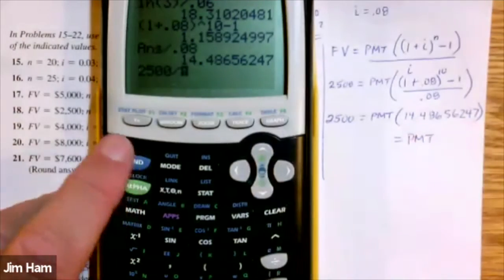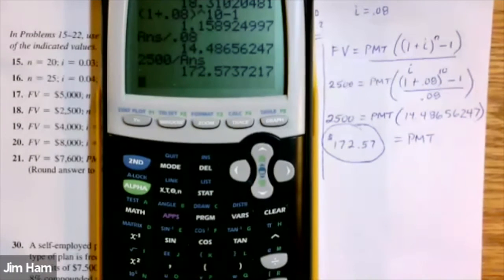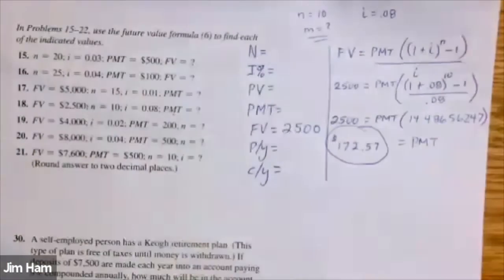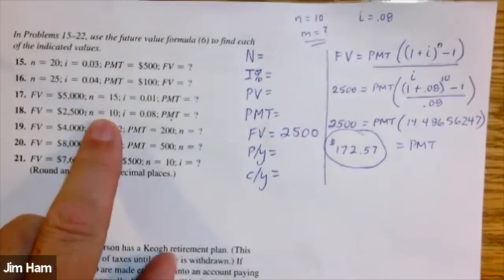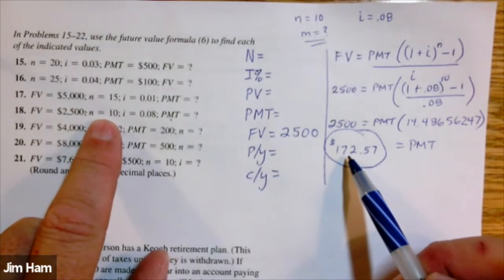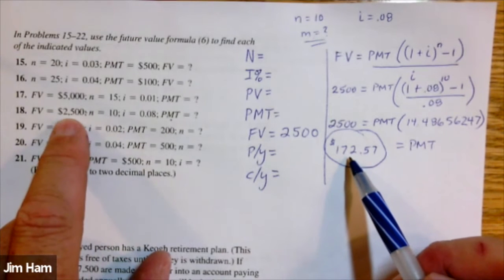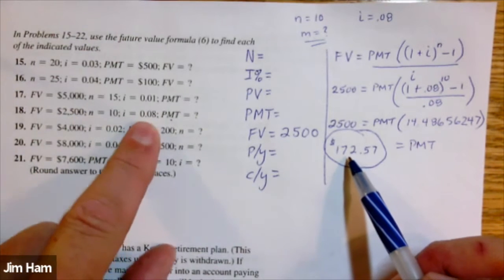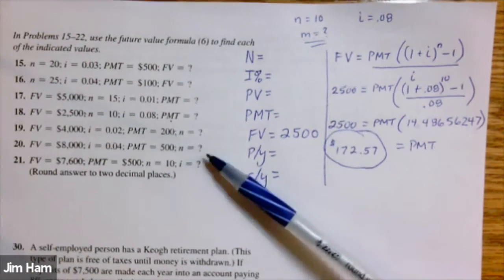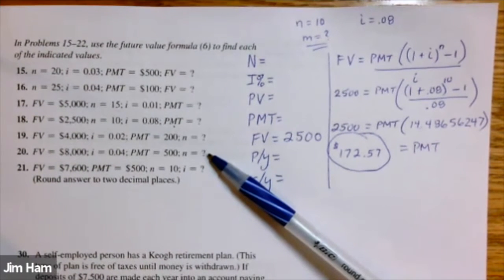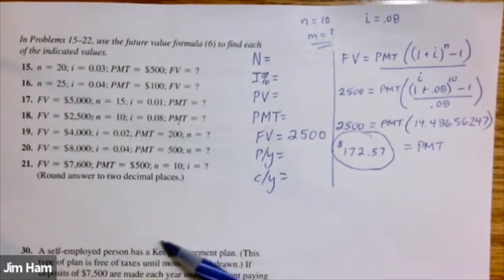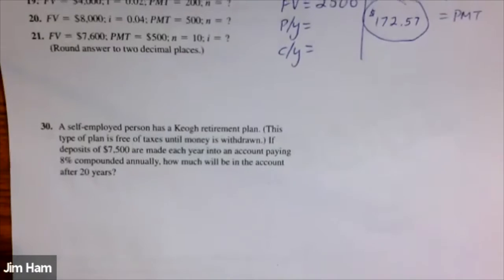So if you make payments of 172.57 and you make 10 payments, because n is 10, you would have invested about $1,725, but it will grow to $2,500 after those 10. This is a fairly nice interest rate. And maybe I'll work one of these out after class, or if we have more time. But I want to get into the TVM solver problems, and so I'll hold off on doing any of these other ones.